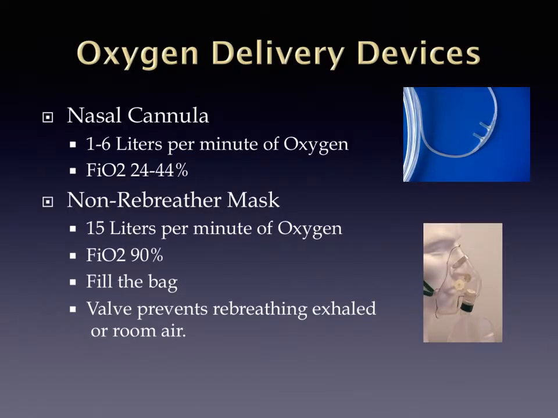So how do we deliver oxygen? Well, the first thing we can do at the lower end of the spectrum is use a nasal cannula. When you're breathing room air, you have about 23 to 24% oxygen.